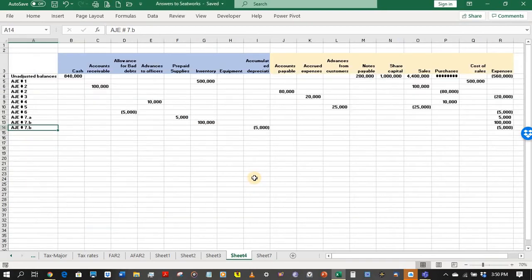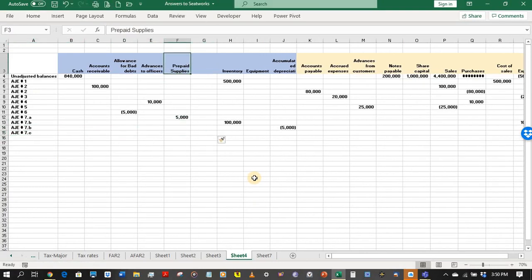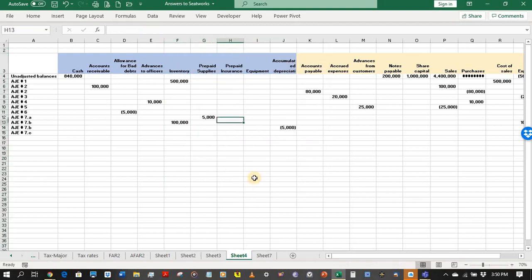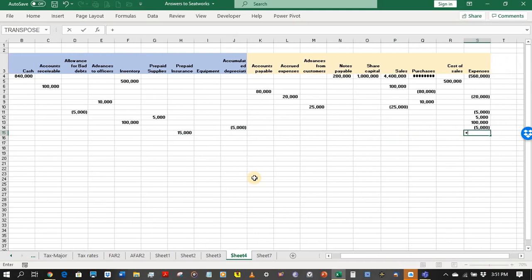So, ipasok natin sa table. So, debit, prepaid insurance. Since wala tayong prepaid insurance sa account title, insert tayo ng another column. Prepaid insurance for 15,000 pesos. Then, credit tayo ng expenses, 15,000.